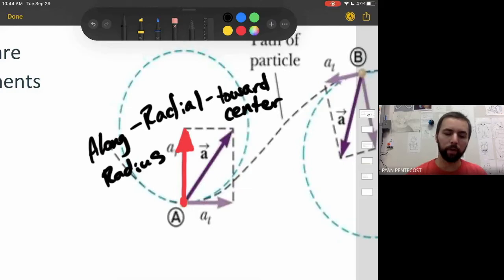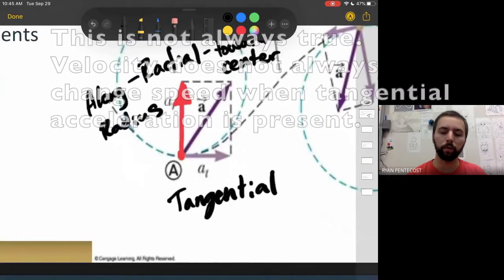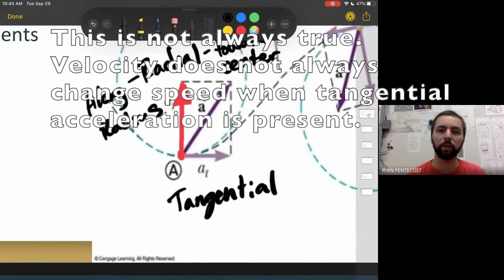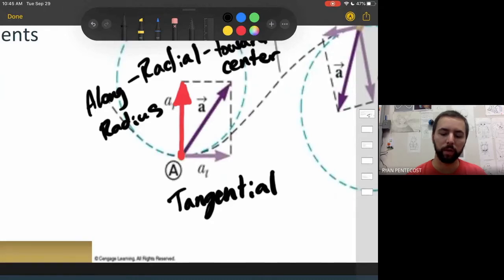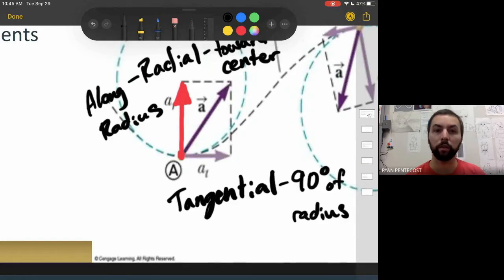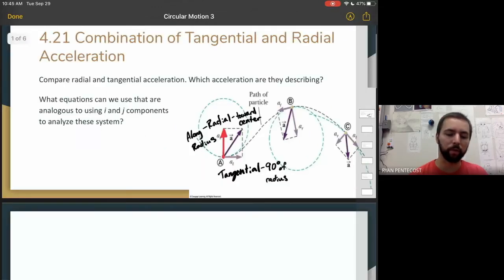Now, if we look at the tangential acceleration, tangential acceleration is really going to cause the velocity to change its speed, right? So this is acceleration that is 90 degrees to that radius, and this can lead to speed change instead of direction change. Those are the two accelerations that we have here to discuss.